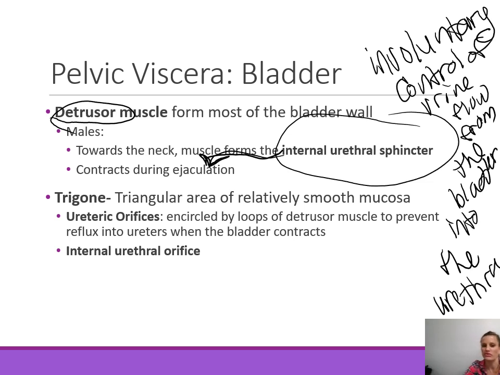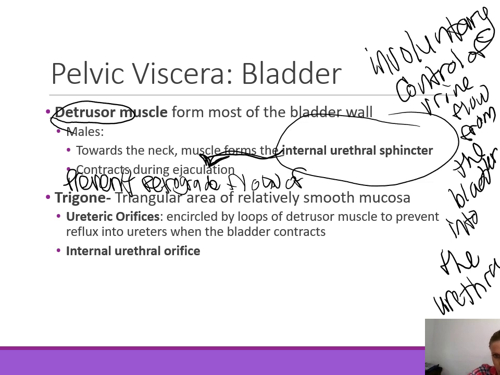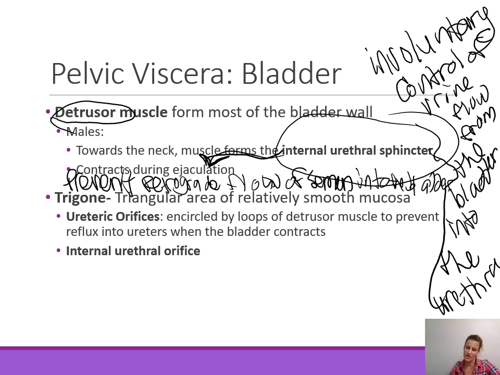So the internal urethral sphincter contracts during ejaculation, and this is to prevent retrograde, or backwards, flow of semen into the bladder. And I'll show you that on the next picture.